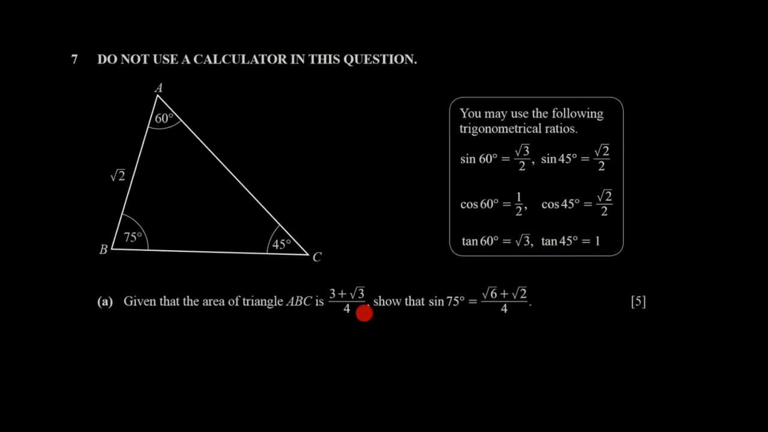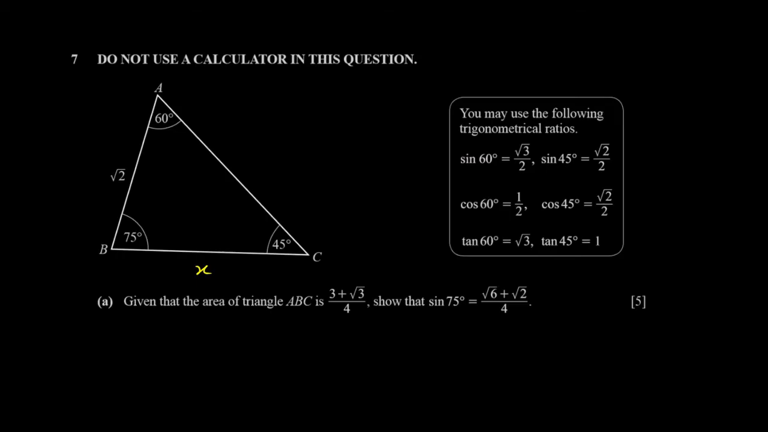And that thing should be equal to 3 plus root 3 upon 4. Now, the point is this. In order to do that, we're going to need to know this length here, BC. So I'm going to label that guy first as x, because we need to find that out before we can do anything else. Now, how are we going to do that? We're going to have to use the sine rule.